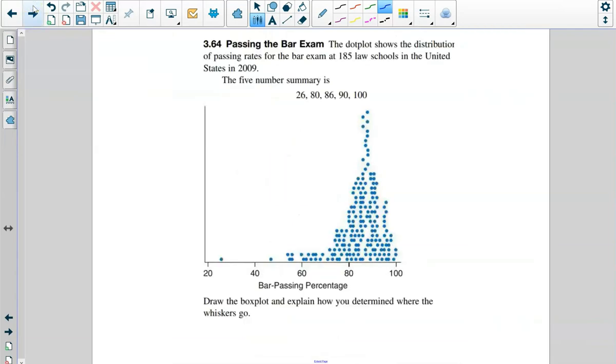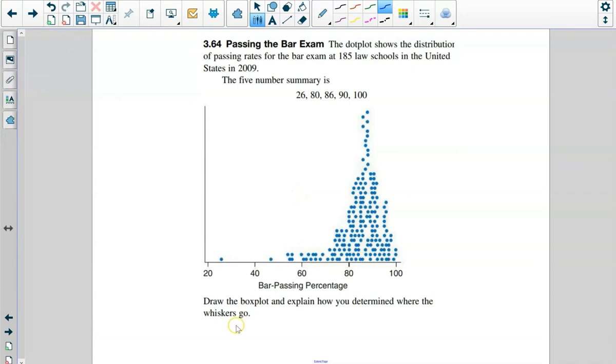And then last but not least, it says the dot plot shows the distribution of passing rates for the bar exam at 185 law schools in the United States in 2009. Here's a 5-number summary. So it says, draw the box plot and explain how you determine where the whiskers go.